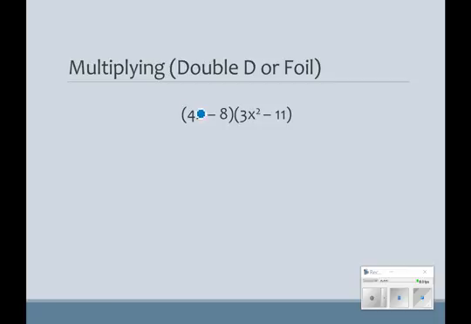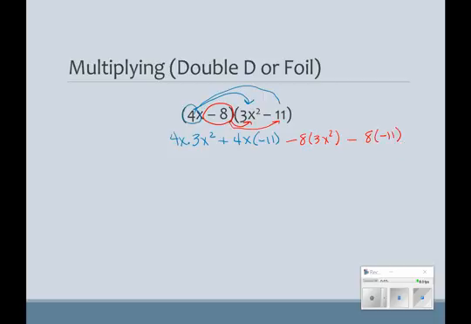So if I'm going to distribute my 4x, I'm going to get 4x times 3x squared, and then 4x times negative 11. And notice if it's subtraction, I'm making that negative and taking it with it. Then I'm going to multiply the negative 8 times the negative 3x. So minus 8 times 3x squared. And then the negative 8 times negative 11.